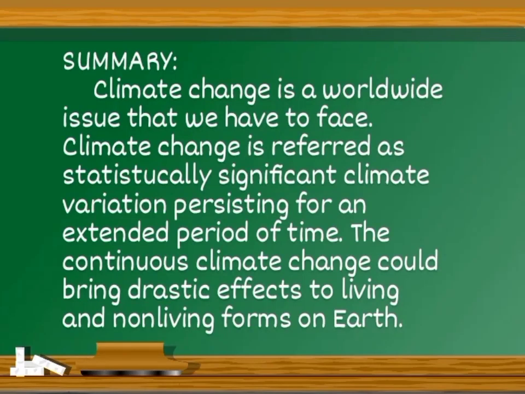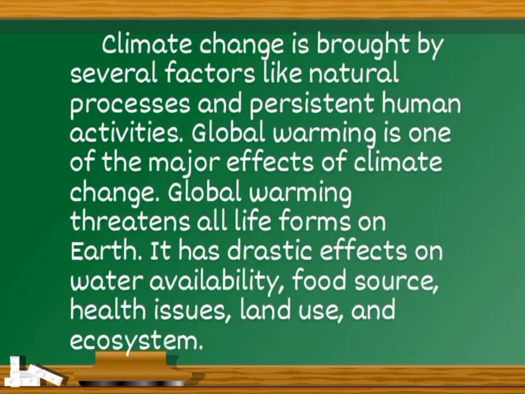To summarize Lesson 6, climate change is a worldwide issue that we have to face. Climate change is referred to as statistically significant climate variation persisting for an extended period of time. The continuous climate change could bring drastic effects to living and non-living forms on Earth. Climate change is brought by several factors like natural processes and persistent human activity. Global warming is one of the major effects of climate change. Global warming threatens all life forms on Earth. It has drastic effects on water availability, food source, health issues, land use, and ecosystem.